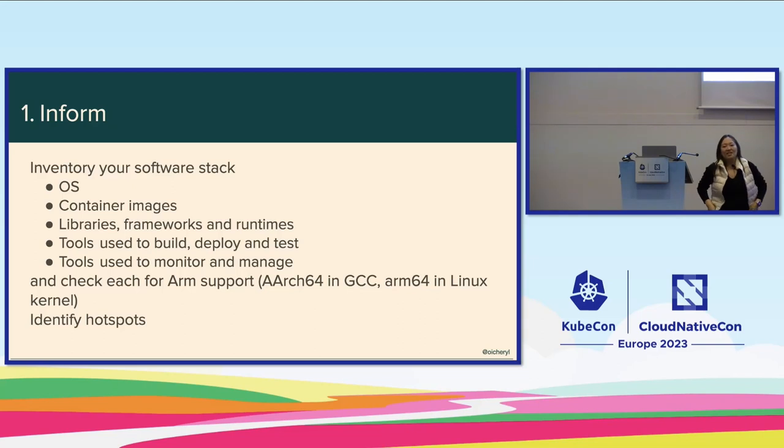The first one is to inventory your entire software stack. What operating systems are you running? What images are you running? What do they rely on? What libraries, what frameworks? What do you use to build, deploy, and test? What do you use to monitor or manage, for example, security? Make a huge long list of everything that you use, and check each and every one of those for ARM support.